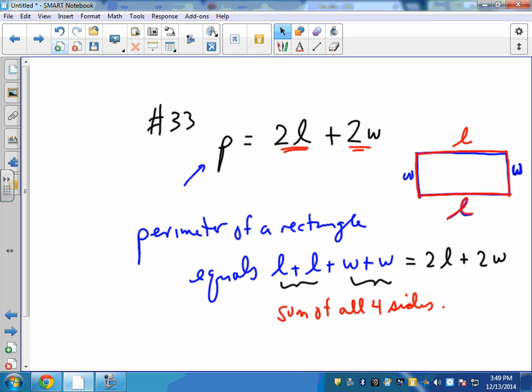And again, on your exam, expect a couple of formulas that you have to explain or describe what they mean, including what the variables mean. In this case, L was length and W was width.